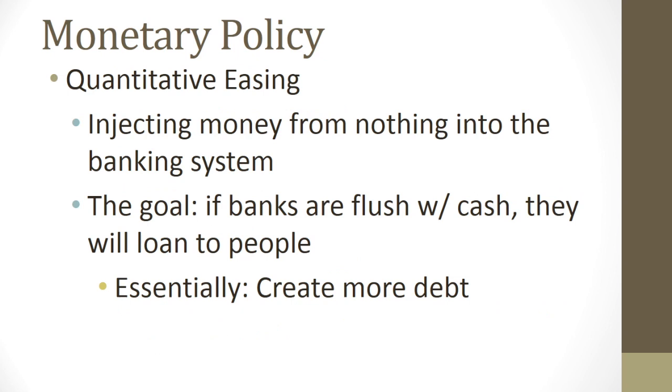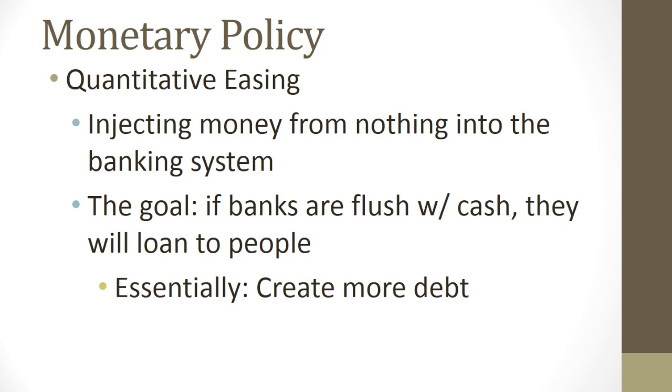So then we can go to monetary policy. Now, there's only one way to do monetary policy. It's called quantitative easing. Essentially, this is injecting money from nothing, out of thin air, into the banking system. Now, this is a lot like what we were talking about when we talked about Zimbabwe and hyperinflation. The goal is to put money into the banks, right? So if the banks have a lot of cash, hopefully they will loan it out to people.